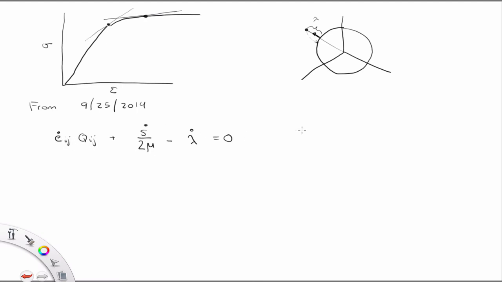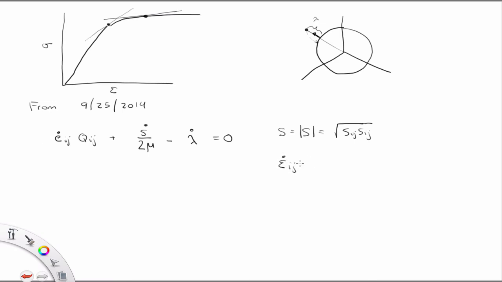This S is the scalar magnitude, so it's this thing, if you remember. So this is also a scalar, and then lambda is this plastic multiplier, the scalar that we're solving for. Go back if you're curious where that equation came from. We derived it from this additive decomposition of the strain and all this stuff. And also keep in mind that this little e is the deviatoric part of the total strain rate.